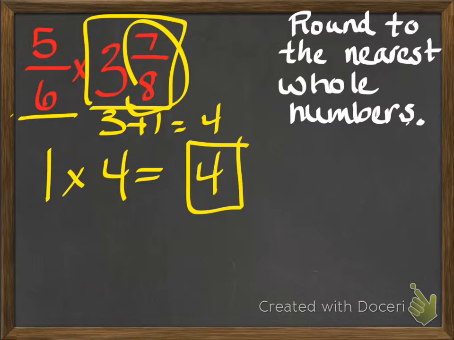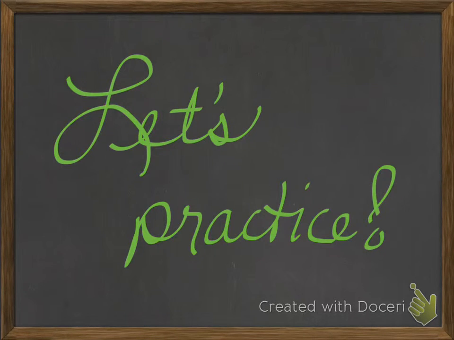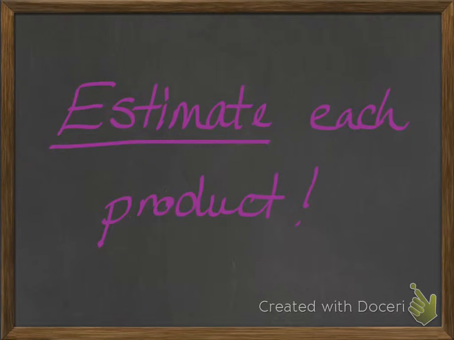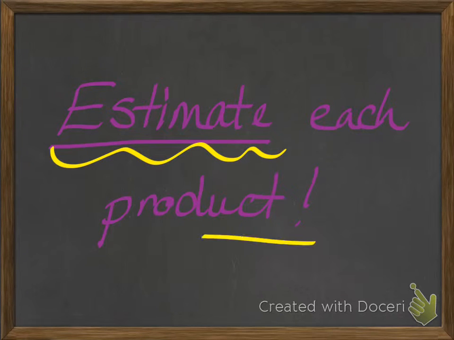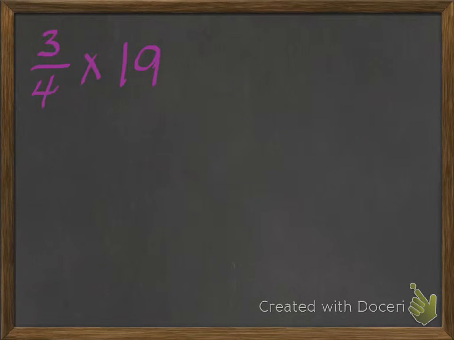It's pretty much the same thing we've done before, just rounding up fractions and then multiplying them. All right, so let's give it a little bit of practice. So we're going to estimate each product. That's all we're doing today is estimating, which means if you find the actual answer, you're doing it wrong, because we need to estimate, and we're finding the product, which is the answer to a multiplication problem.